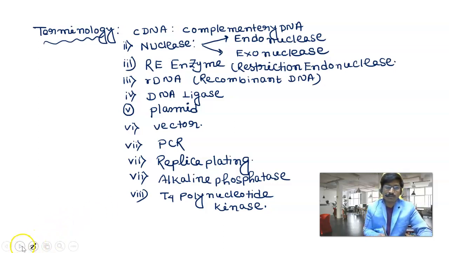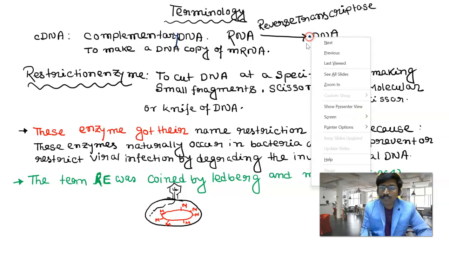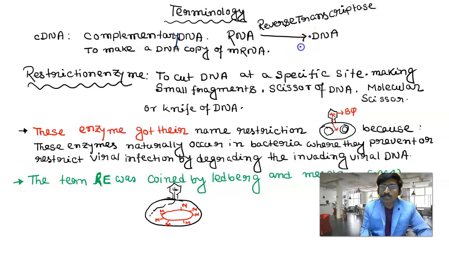Now we'll move to cDNA. What is cDNA or complementary DNA? Complementary DNA, where RNA by reverse transcription produces cDNA. cDNA is written with a small letter c. It is a way to make a DNA copy of mRNA.